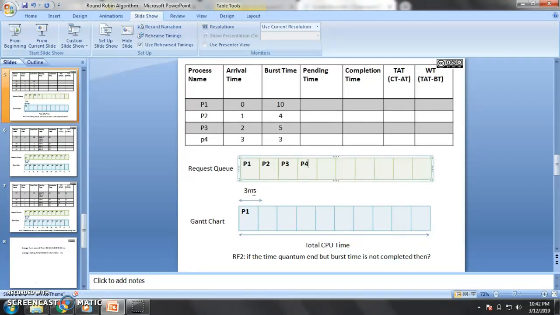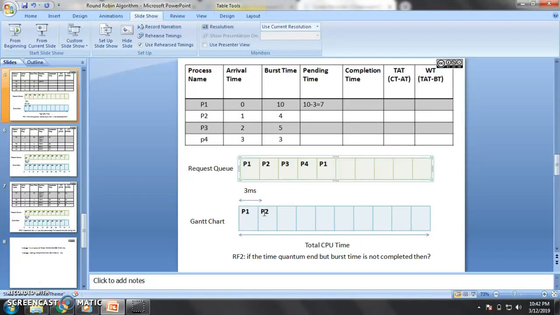Now the quantum is given to each and every process respectively. The next quantum is given to P2, because P1 is already processed. But in the case of P1, its burst time is 10 and only 3 microseconds were given to that task. That's why it is pending. So its remaining time is 10 minus 3, which is equal to 7. So it is not completed. That's why it will send a request once again to the CPU, and it will enter into the queue.